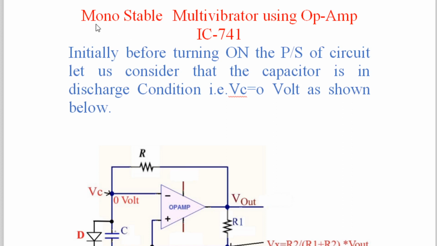So now let us start from the beginning. Monostable multivibrator using operational amplifier IC741. Now after drawing the circuit diagram, what you have to do initially, before turning on the power supply of the circuit, let us consider that the capacitor is in discharge condition, same like in the case of astable multivibrator by using op amp. So if the capacitor is in discharge condition, voltage across capacitor is equal to 0 volt as shown below.